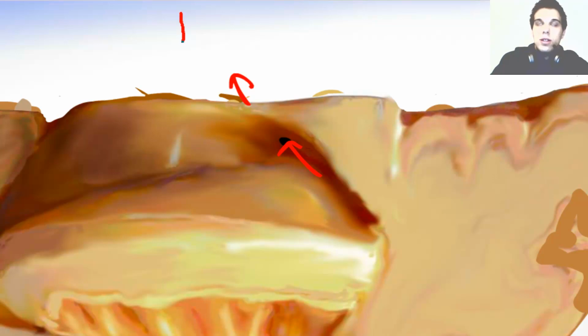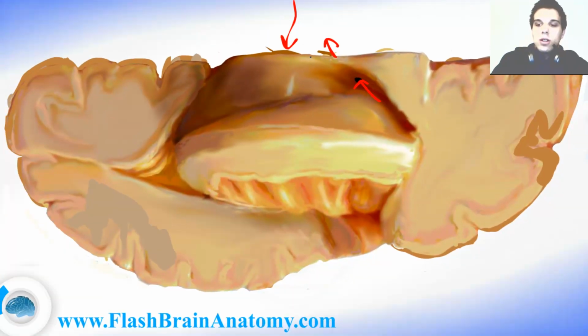I will illustrate this model from the medial point of view in the video about the third ventricle, because that is the third ventricle over there. When you enter the foramen here, you actually enter the third ventricle and you exit the lateral ventricle. To understand this a bit better, just watch the video about the third ventricle of the brain.